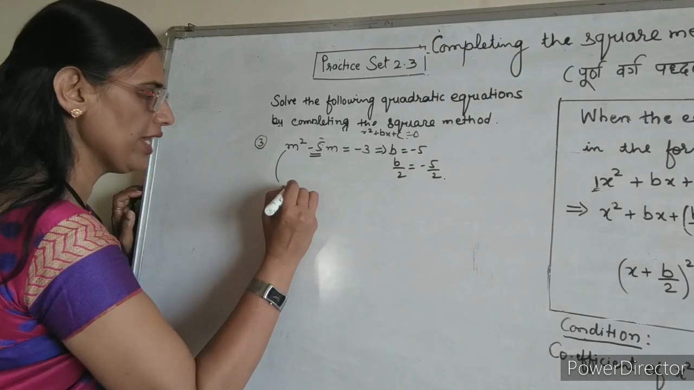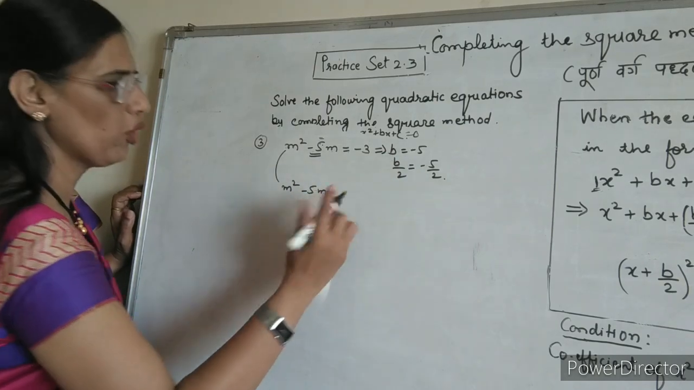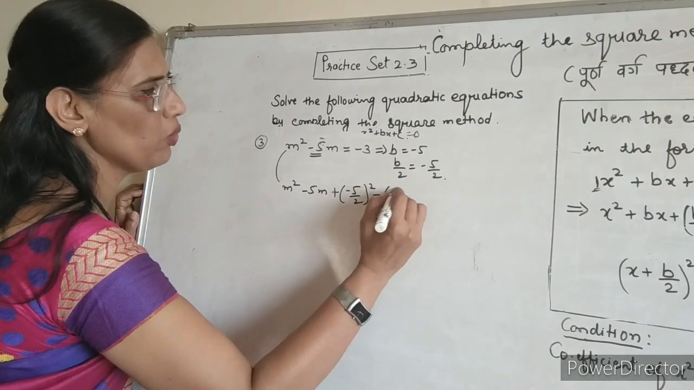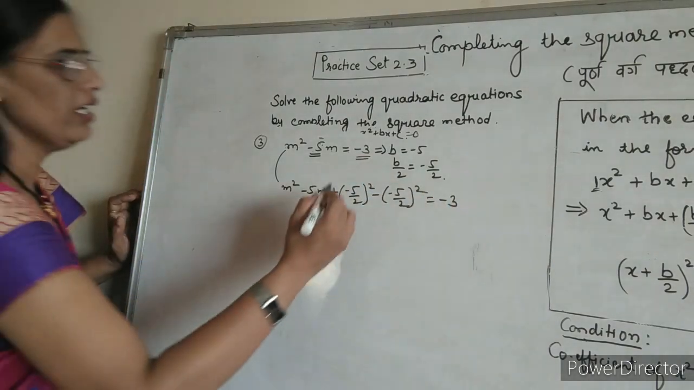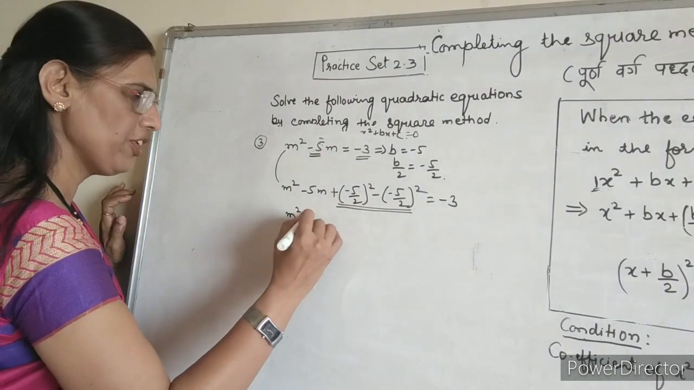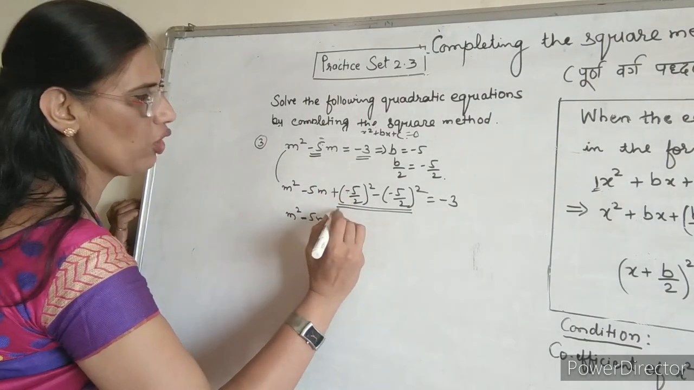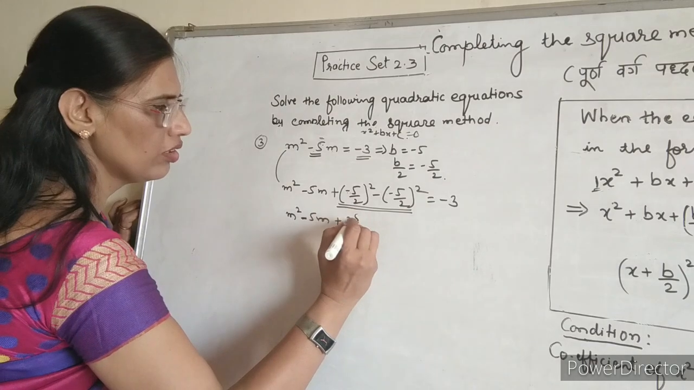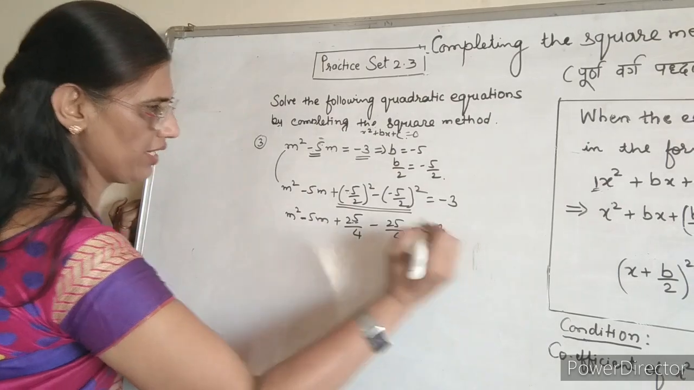You will write m square as it is, minus 5m as it is. You will add b upon 2 whole square and subtract b upon 2 whole square. So it is plus minus 5 upon 2 whole square minus 5 upon 2 whole square, and this negative 3 as it is. See here, these are the changes, right? Now m square minus 5m. First, find square of this term. Square of any negative is always positive, and therefore we get here 25 upon 4, right? Then here also we get 25 upon 4 is equal to minus 3.